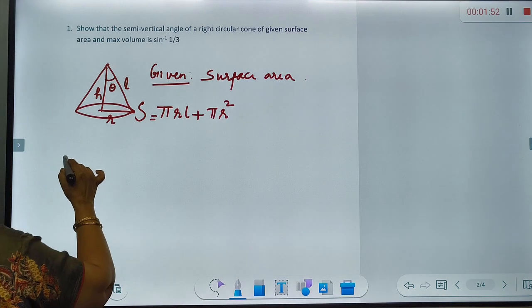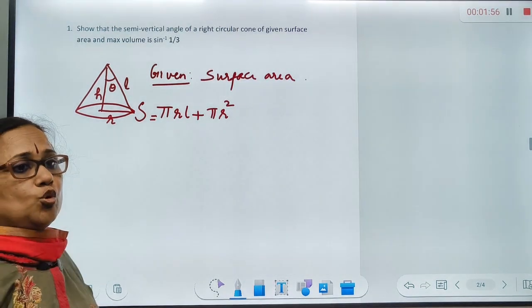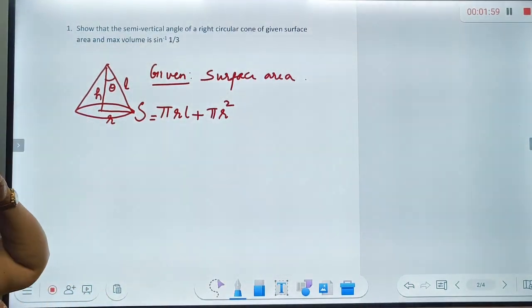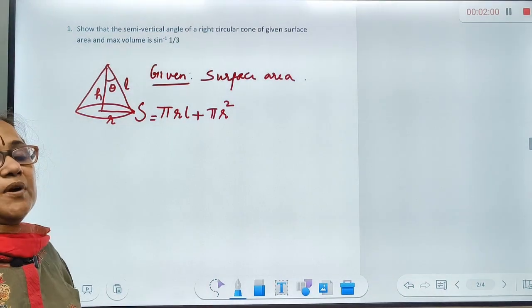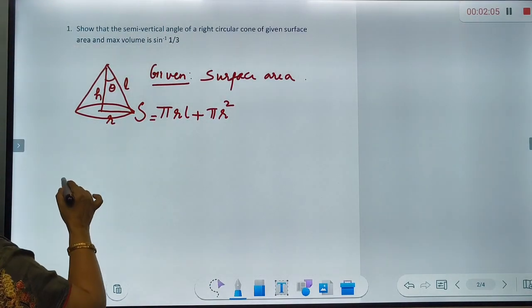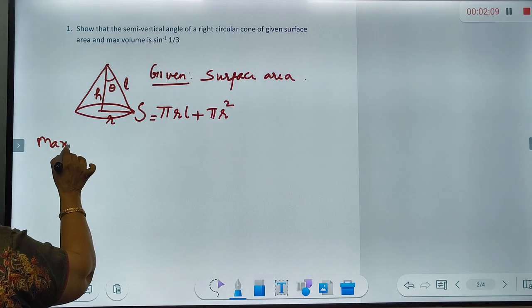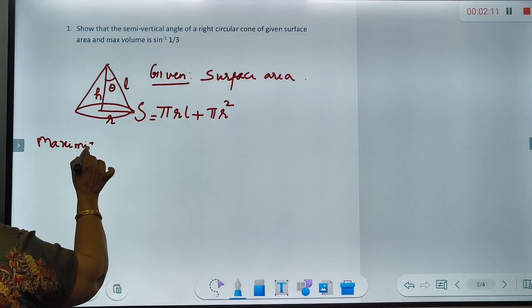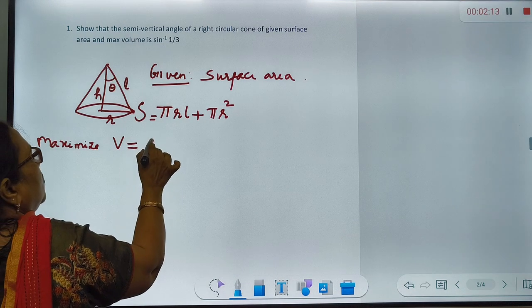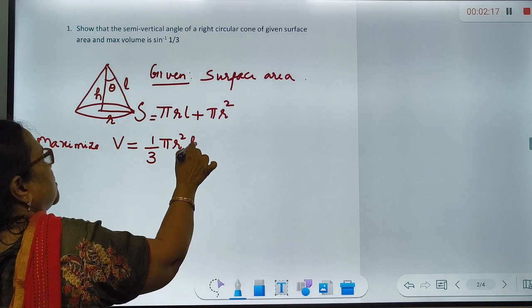Okay. Now what is it that you have to maximize? There can be several such cones with a given surface area, but we want to find that one which has got maximum volume. So we have to maximize the volume. What is volume? 1 by 3 pi r square h.